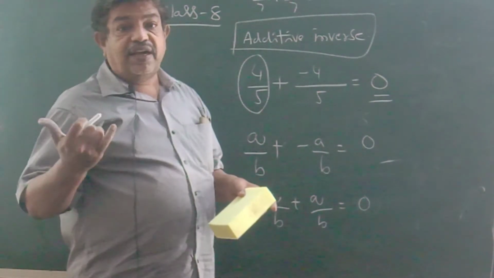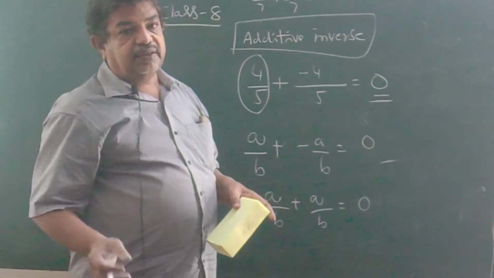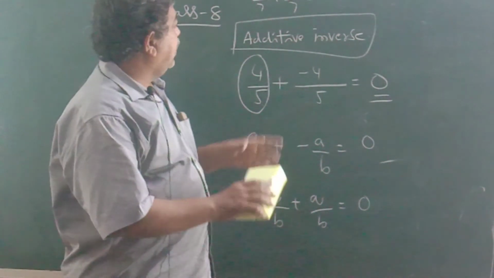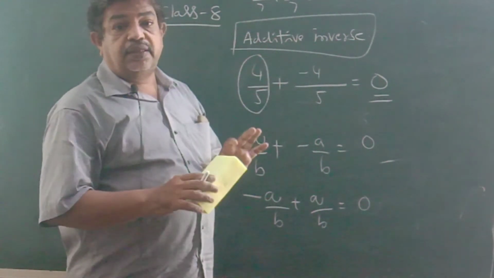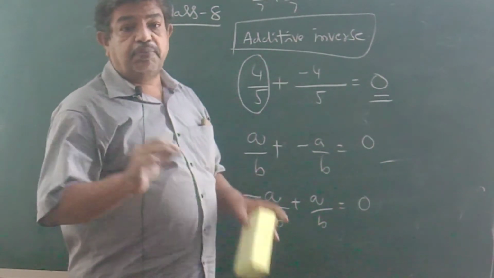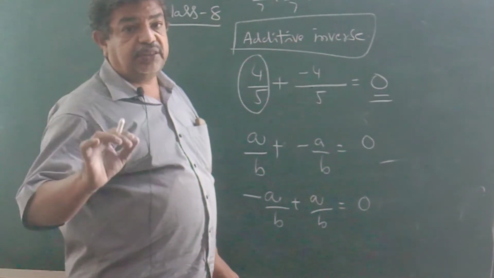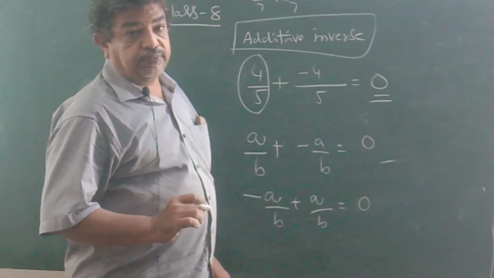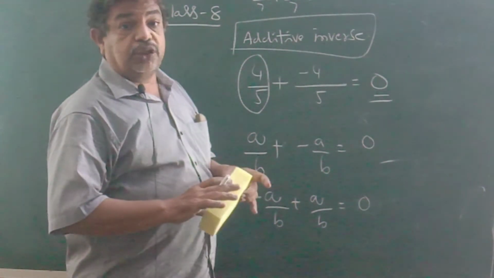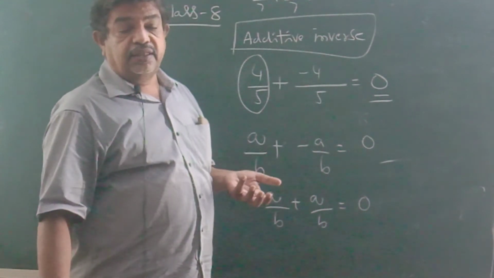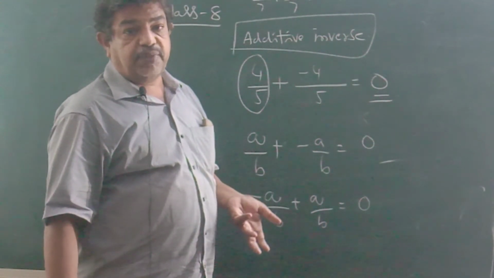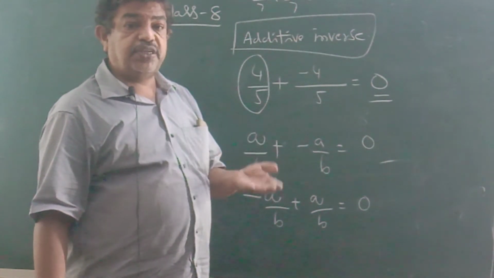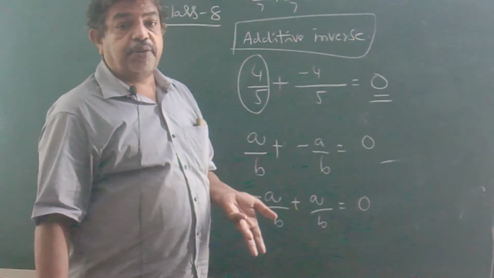So once again we recollect what rational numbers are. Numbers of the form p by q are called rational numbers. Next, what is the condition for rational numbers? Numbers of the form p by q are called rational numbers where p and q are integers and q is not equal to 0. Next, closure property under addition. The sum of two rational numbers is a rational number. The sum of two rational numbers in any order is the same: a by b plus c by d equal to c by d plus a by b.